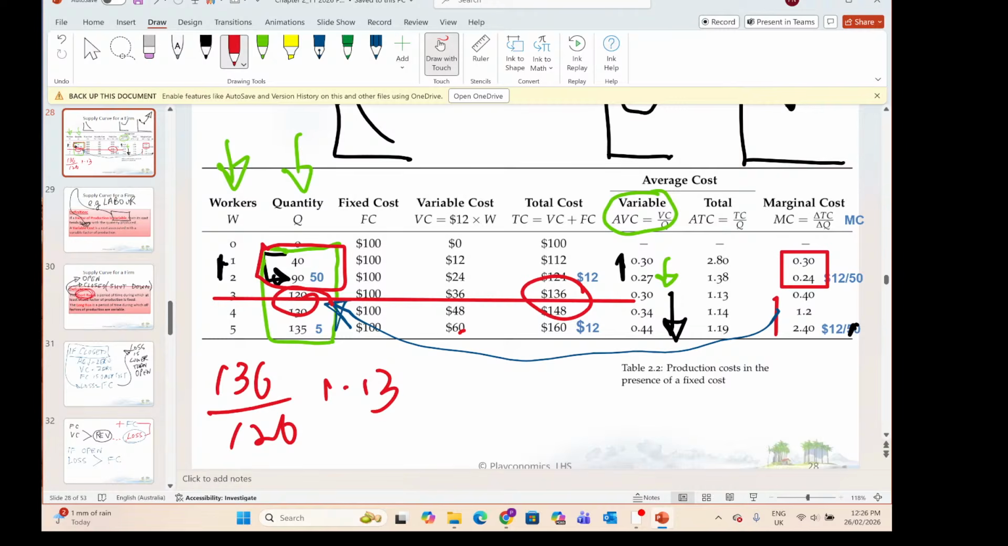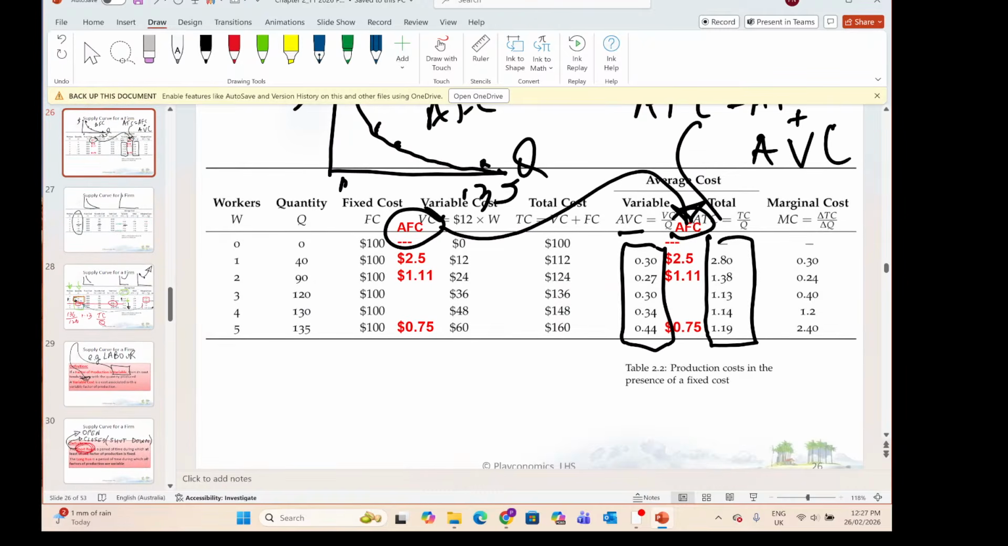How do we do this? We simply got the total cost and we put it over the quantity. That's one way of getting our average total cost. The other way of getting our total cost is to add the average variable cost.